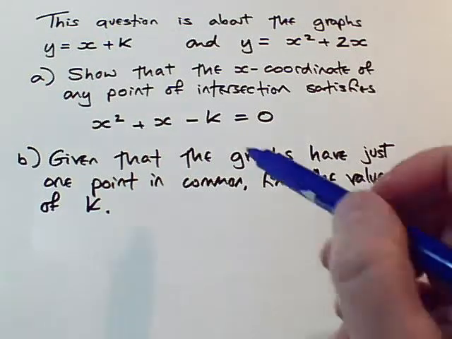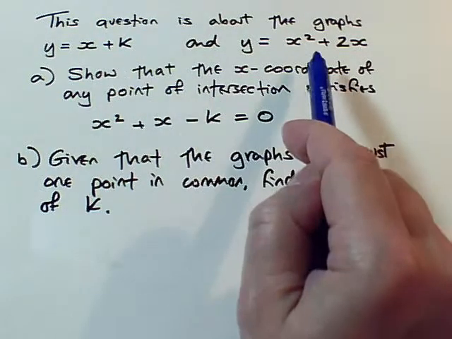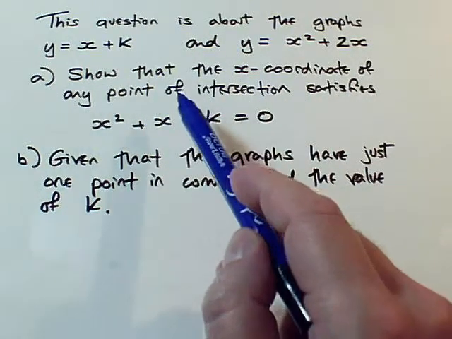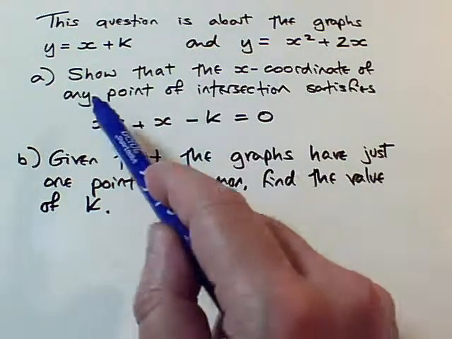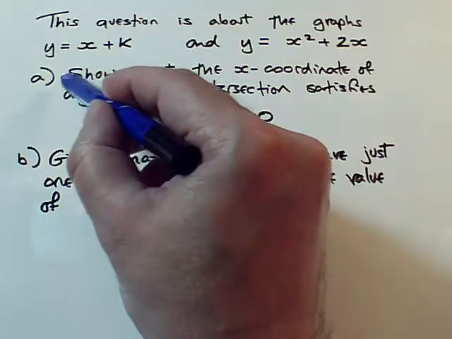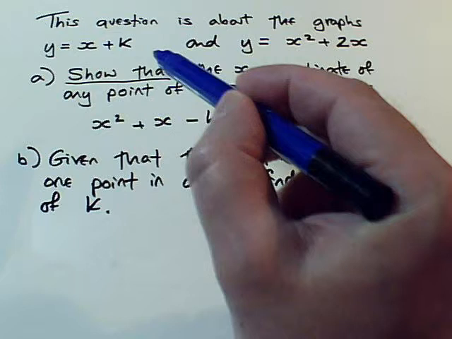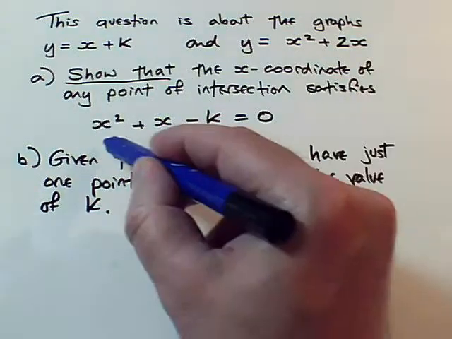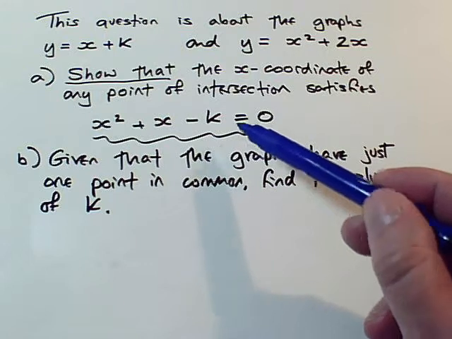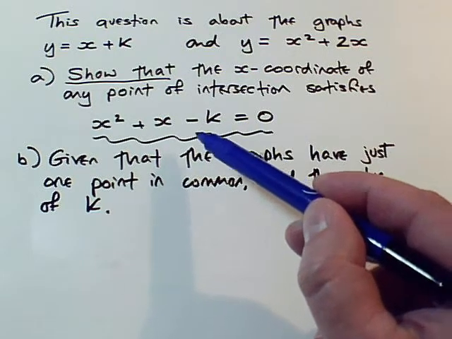Okay, this question, as it tells me, is about two graphs. And in the first part, I've got to show that the x-coordinate of any point of intersection satisfies this equation. Now, this is a show that question, and in a show that question, the thing they give you, this thing here, is my endpoint. So we don't get distracted by this. We're going to end up with this, but we don't know how yet.